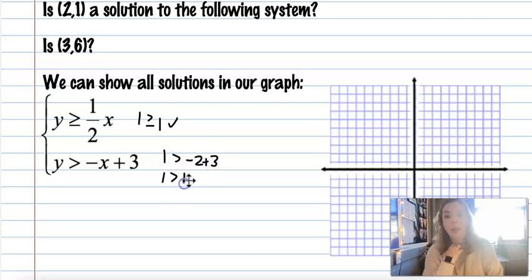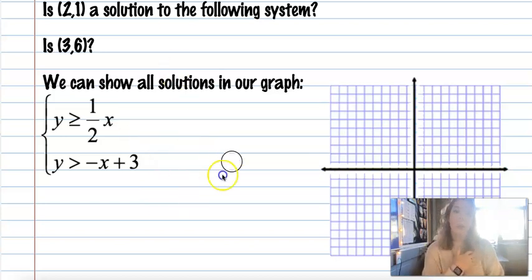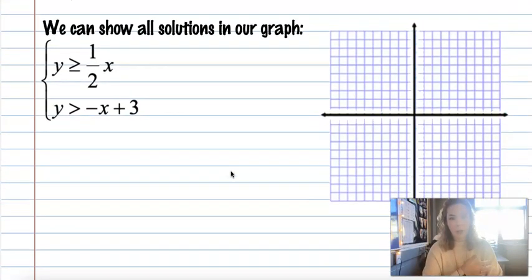1 is greater than 1. That's actually not true because it doesn't have the or equal to. So I would know that's not a solution. But sometimes, especially with these inequalities, it's a lot easier to work from a picture. So that's what we're going to do. We're going to make our picture next.